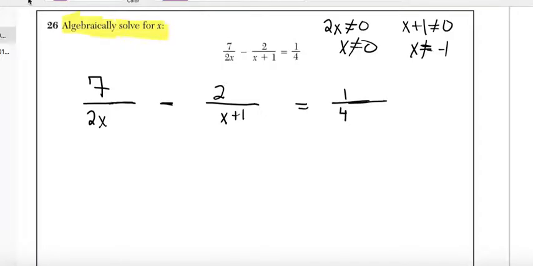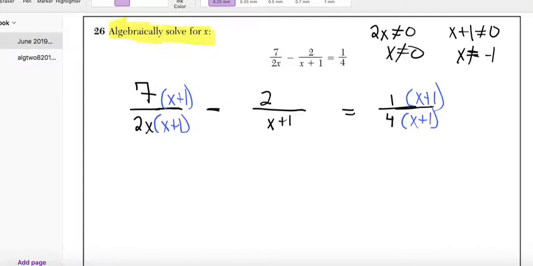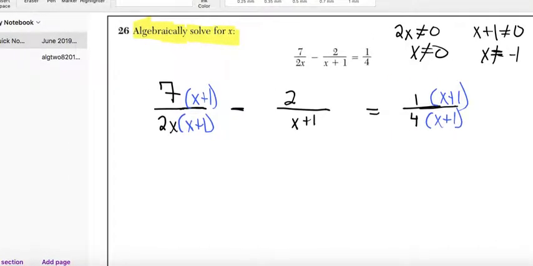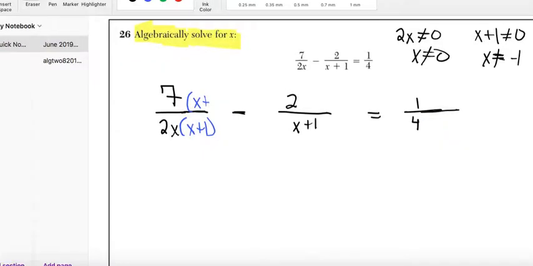So here's what we got now. First thing, I don't have an x plus 1, so I'm going to multiply x plus 1 everywhere. That means on the top and the bottom, because whatever I do to the bottom, I must do to the top. Now, let me actually start that over. There's an easier way to do this first. Sorry about that, guys.